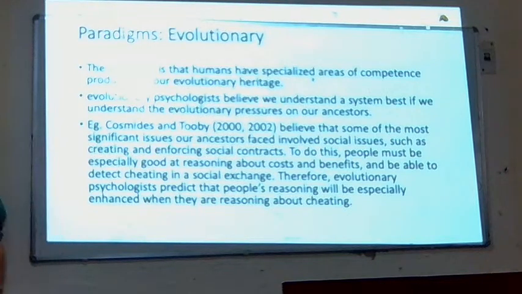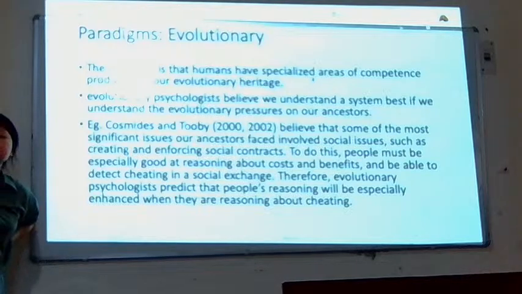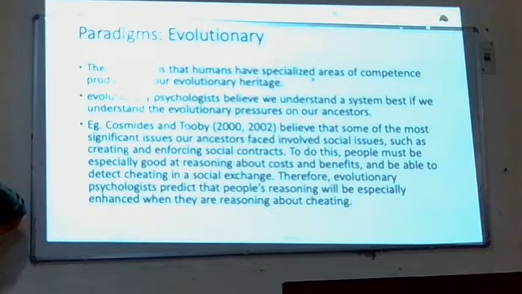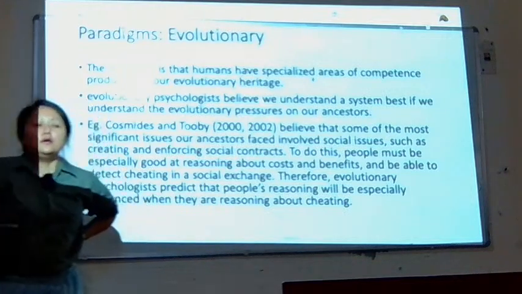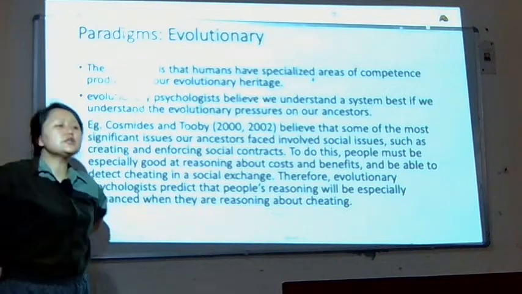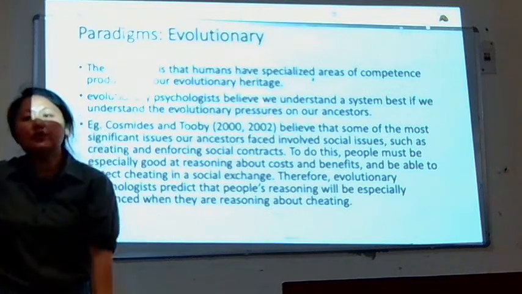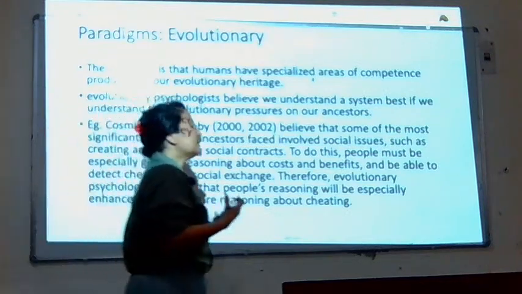Evolutionary. The idea here, we're about to finish, bear with me, is that humans have specialized areas of competence produced by our evolutionary heritage. Guys! Evolutionary psychologists believe we understand a system best if we understand the evolutionary pressure on our ancestors. I'll give you one example for this. Okay. According to evolutionary, we retain what is best for us. We retain what works for us, right?